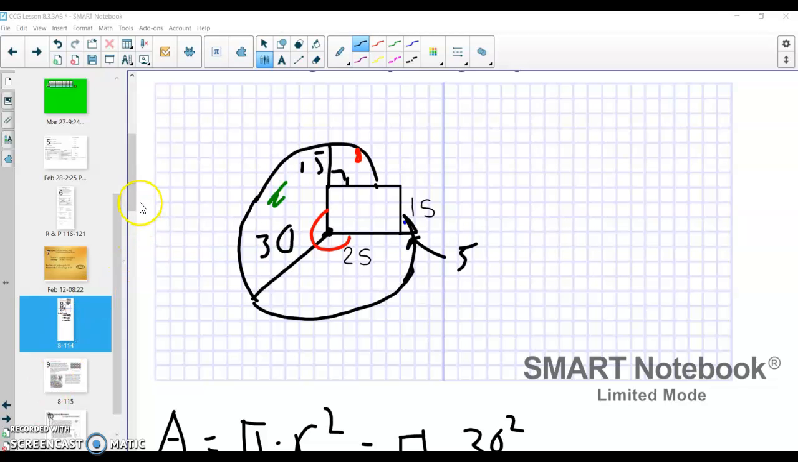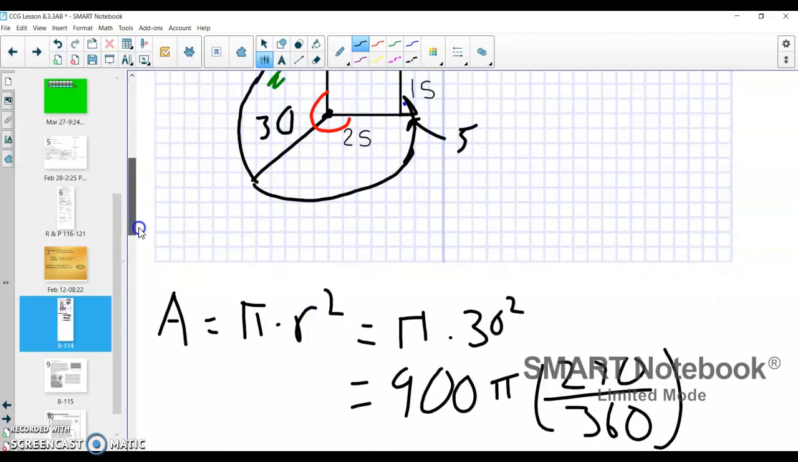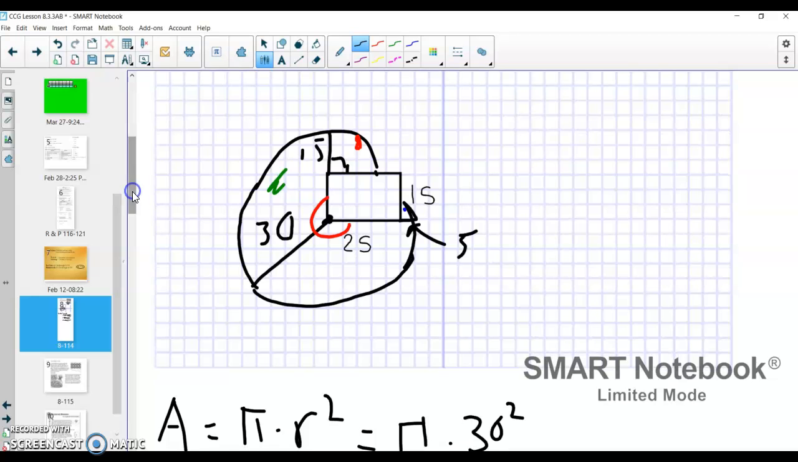Okay, where I left off with this problem was I just found the area of this big portion here, the portion that had a radius of 30 and a central angle of 270 degrees. I found that that area was 2,120.58 meters squared. The next one I'm going to do is find the area of this sector that has radius 15 and that angle of 90 degrees.